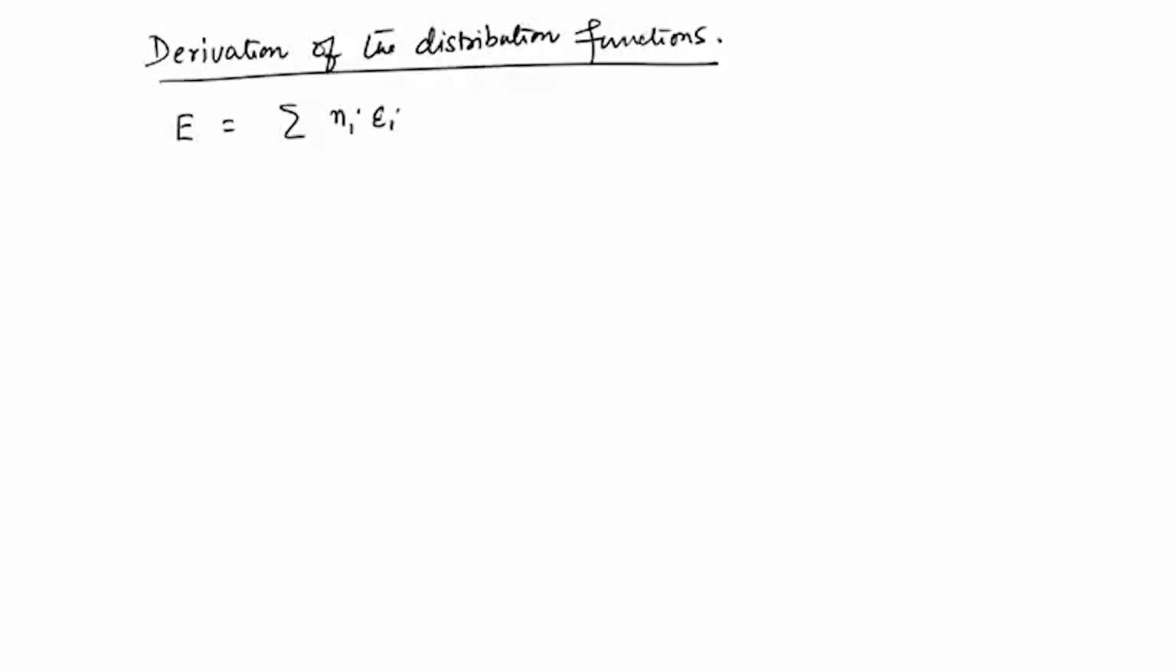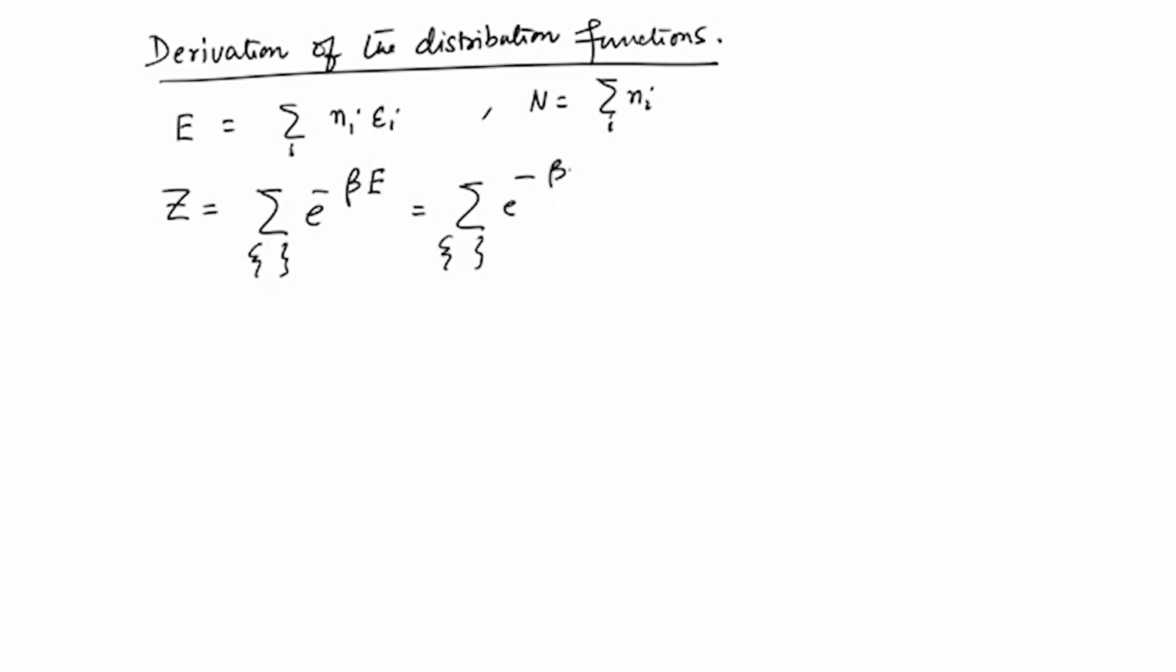So, we assume that E is equal to sum over I of Ni epsilon I, and also we have the total number of particles to be constant, sum over I of Ni equals N, and we write down the canonical partition function as a sum over whatever degrees of freedom that epsilon I has, and then we can write it as the sum of exponential of minus beta E, and this is equal to nothing but exponential minus beta n1 epsilon 1 plus n2 epsilon 2, and so on and so forth.